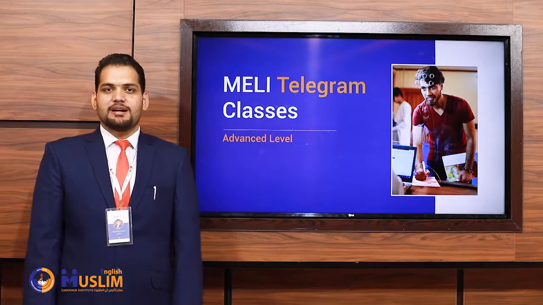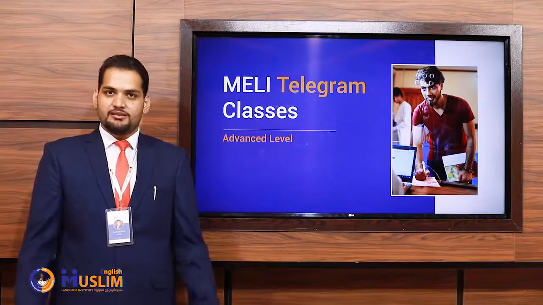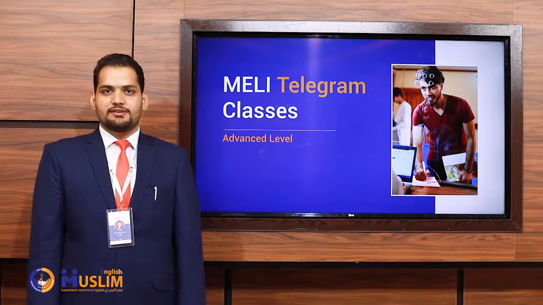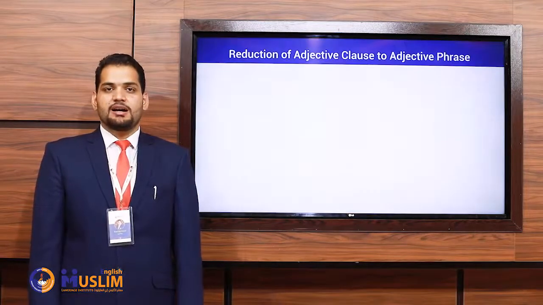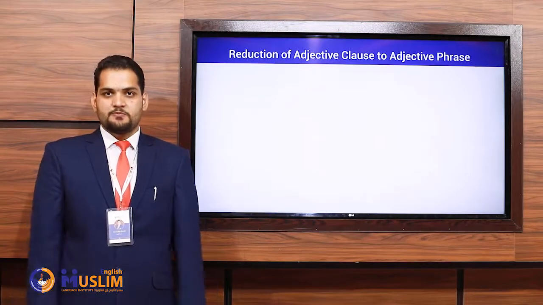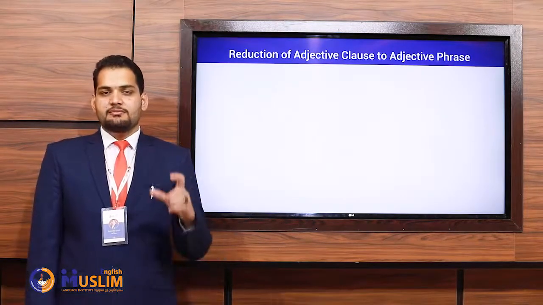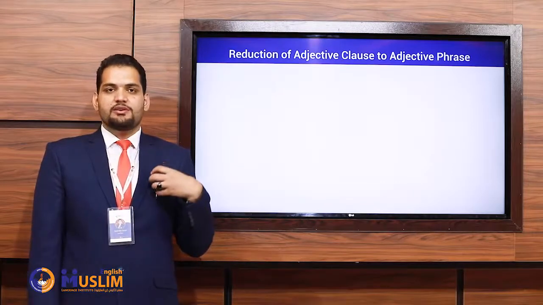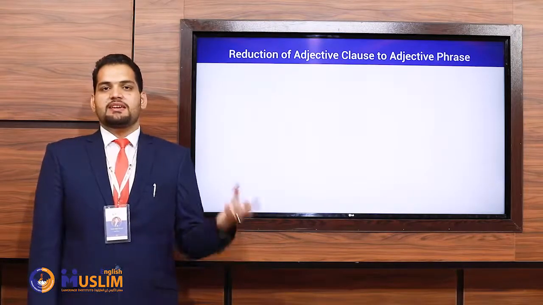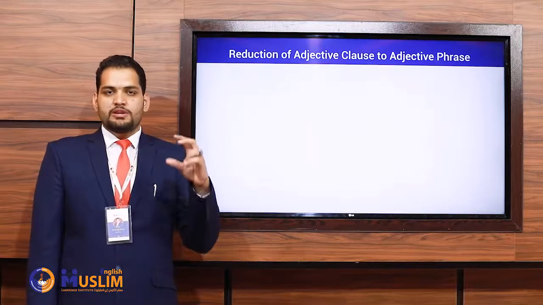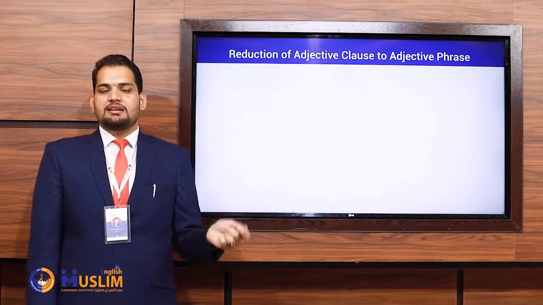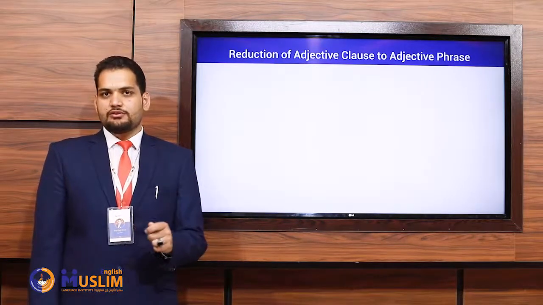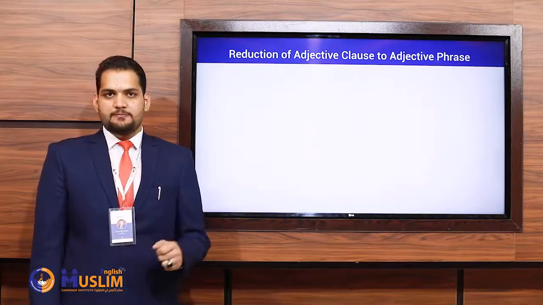Now that we have talked about adjective clauses, the markers and types of adjective clauses, today we're going to talk about the reduction of an adjective clause to adjective phrase. To reduce means to make smaller. So whenever we reduce an adjective clause, we make it smaller. When we reduce an adjective clause, it is known as a reduced adjective clause or adjective phrase.